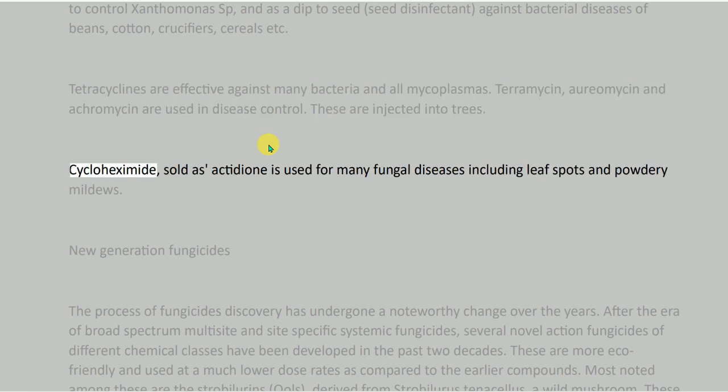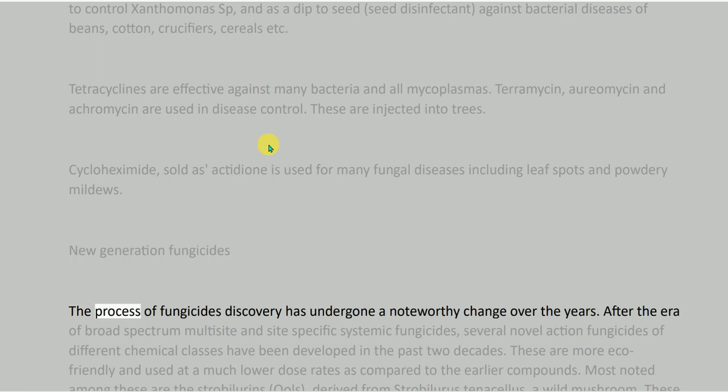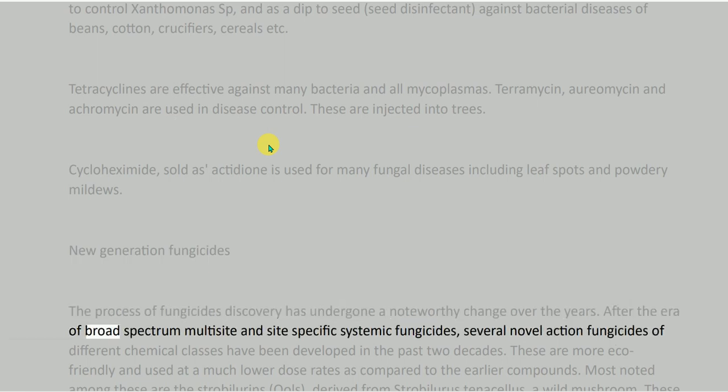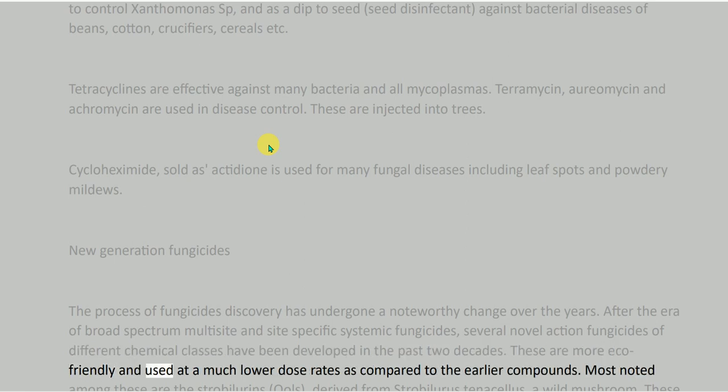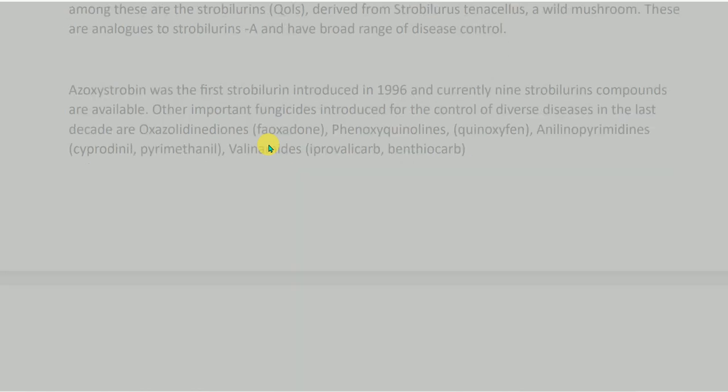New generation fungicides. The process of fungicide discovery has undergone a noteworthy change over the years. After the era of broad-spectrum multi-site and site-specific systemic fungicides, several novel action fungicides of different chemical classes have been developed in the past 2 decades. These are more eco-friendly and used at much lower dose rates as compared to the earlier compounds. Most noted among these are the strobilurins, derived from Strobilurus tenacellus, a wild mushroom. These are analogues of strobilurin A and have a broad range of disease control. Azoxystrobin was the first strobilurin introduced in 1996 and currently 9 strobilurin compounds are available.